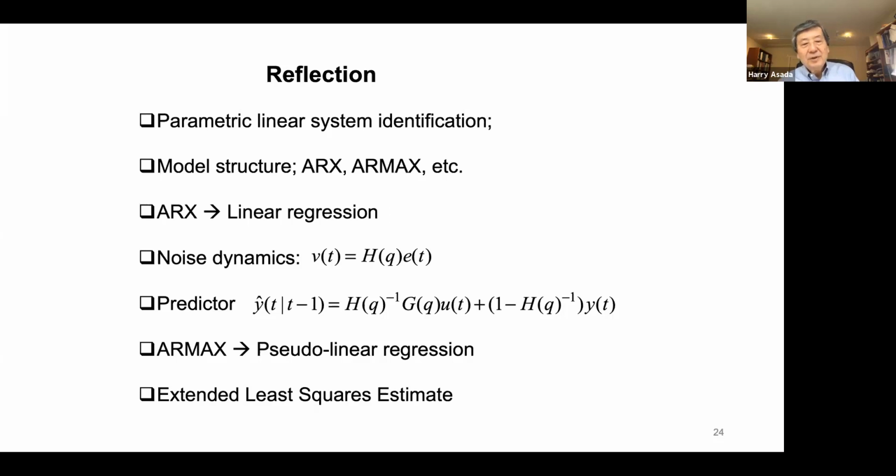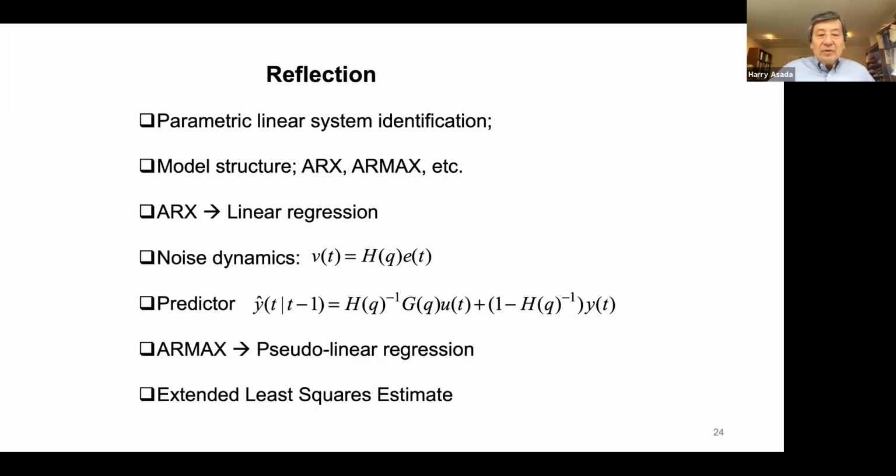Okay, and then we introduced, just for the linear system, the model structures: ARX and ARMAX, finite impulse response, FIR, and then Box-Jenkins models. They're all different depending on how the noise comes into the systems. And then we started with the ARX model, the autoregressive with exogenous input model. This one is good because it provides a linear regression. So you just apply the least square estimate, and you get the optimal solution immediately.